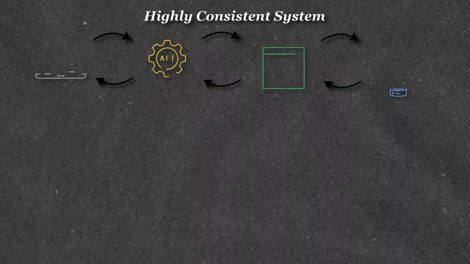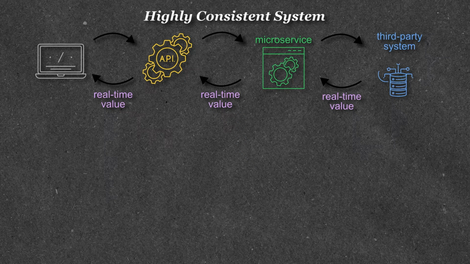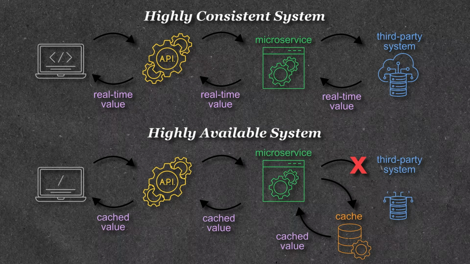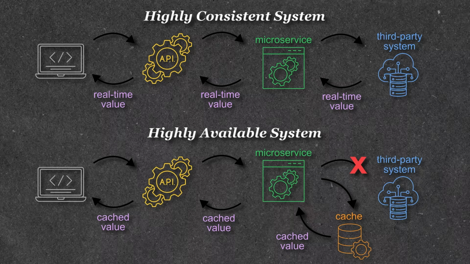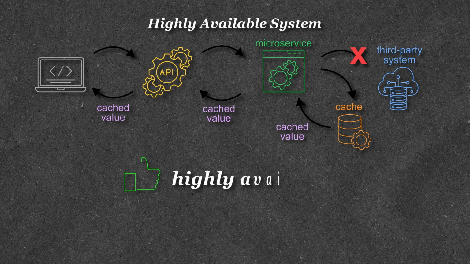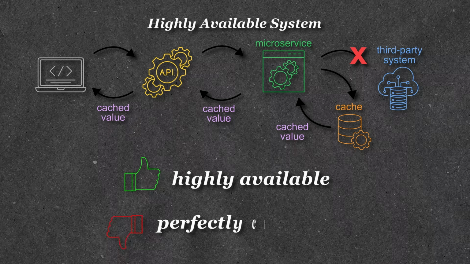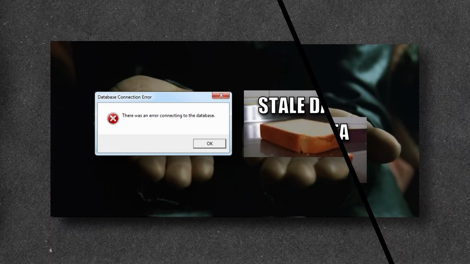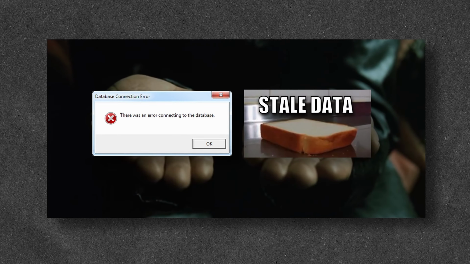For example, rather than integrate directly with a third-party system, a highly available system might cache data to increase reliability and only use locally cached data. This might make a system highly available, but the data might not be perfectly consistent anymore. Cached data grows stale over time, and the decision to show stale data might be worse than the decision to simply show a user an error message. It all depends on the context of the business, and these are part of design trade-offs.